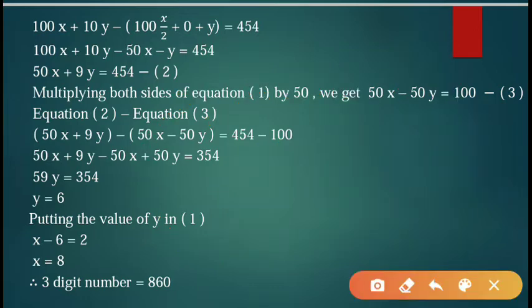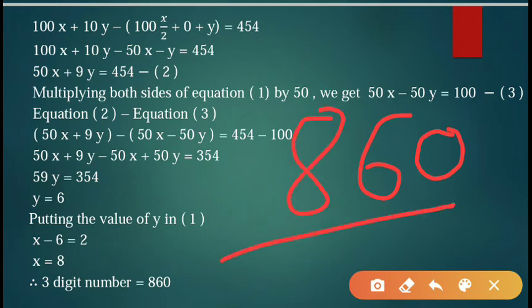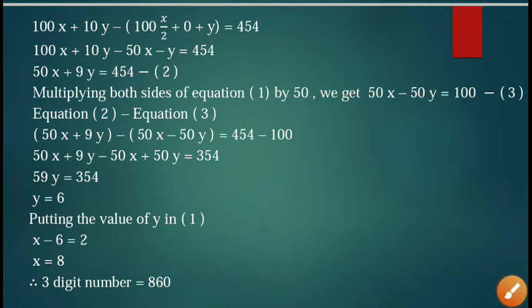Now how will you write the original number? The original number was made up of 3 digits: unit digit, tens digit and hundreds digit. In the unit digit the place is 0, first you write 0. In the tens place we have considered y. In the first line we assumed that the tens place is equal to y. So what is the value of y? The value of y is 6, and we assumed that the hundreds digit is x. So what is the value of x? x is 8. So 860 is your original answer.